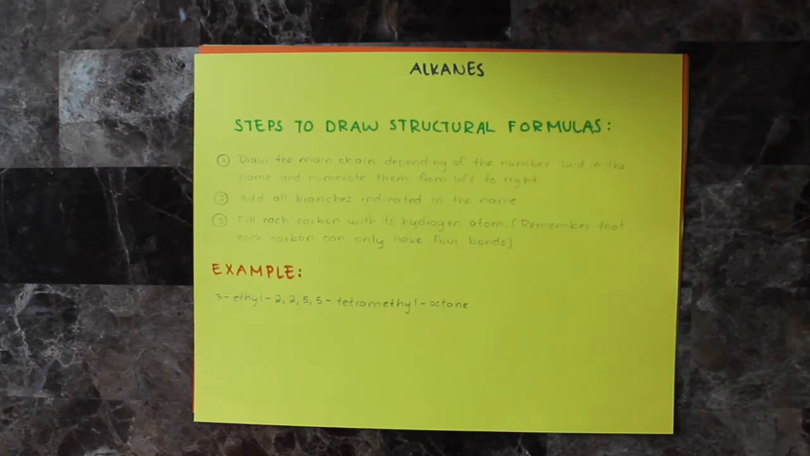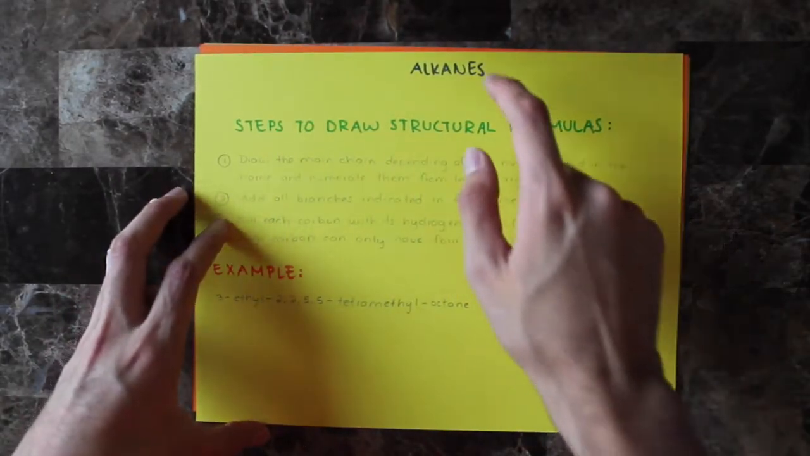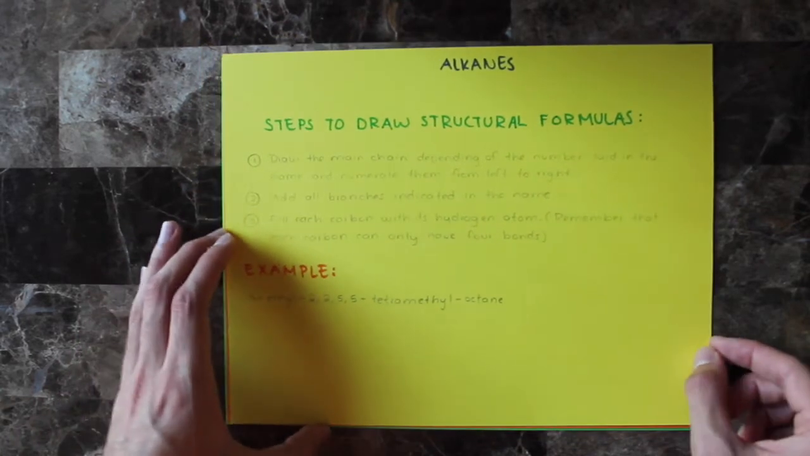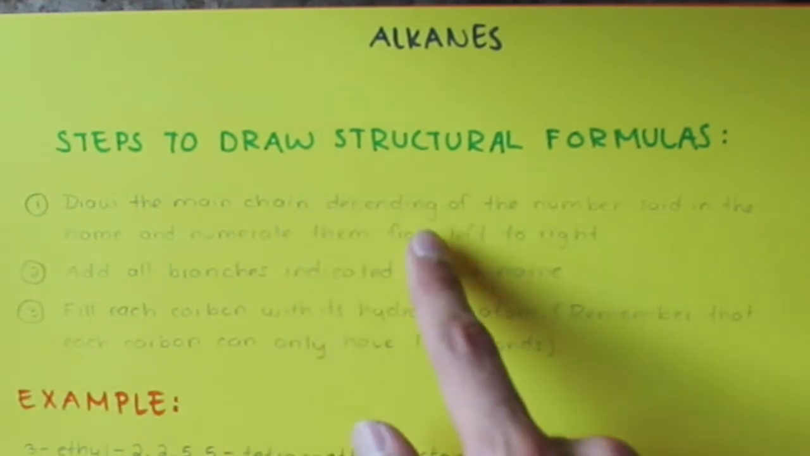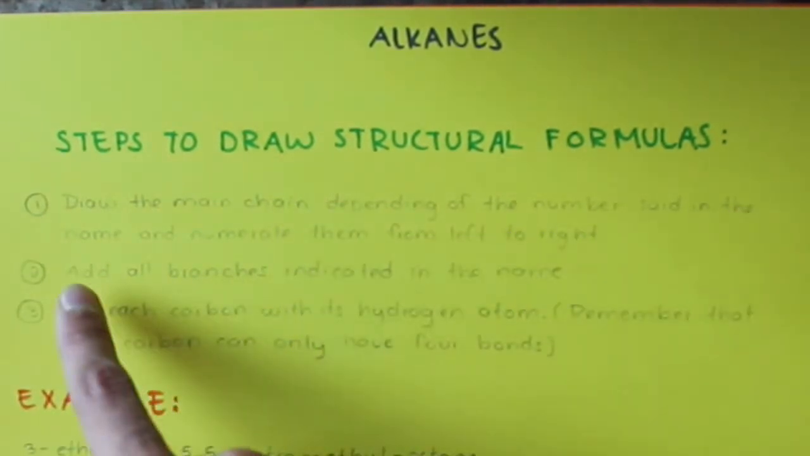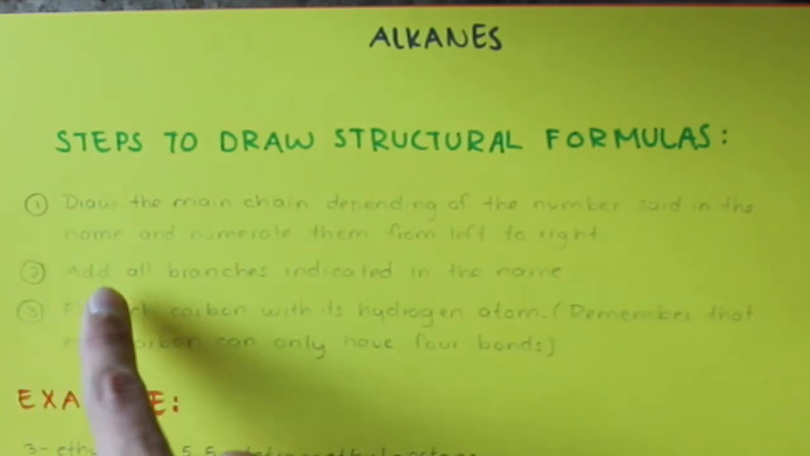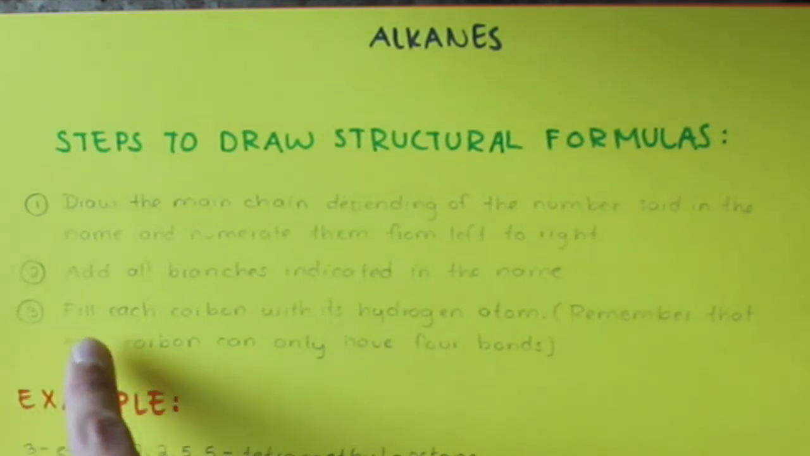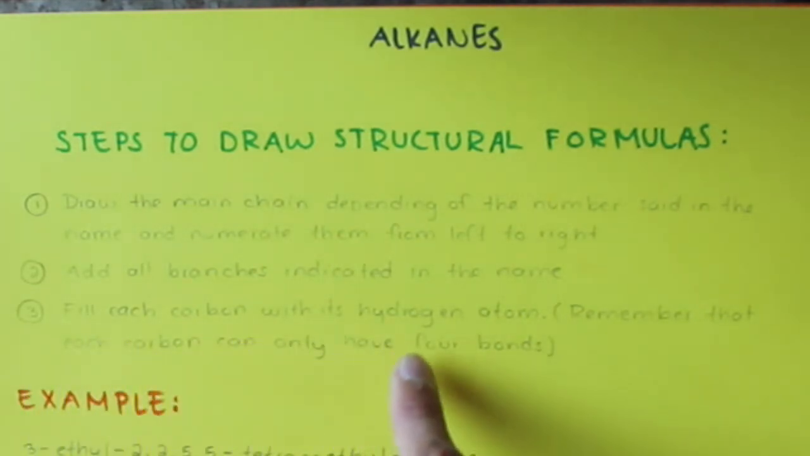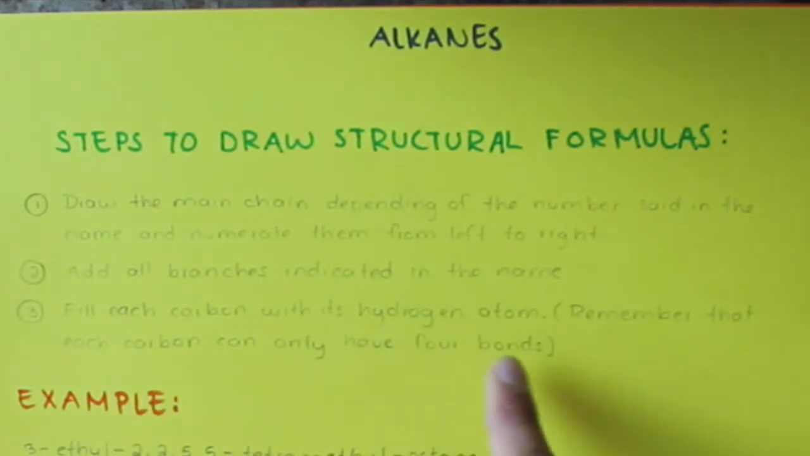Okay, now I will teach you what are the steps to draw structural formulas with alkanes. We see here step number 1. Draw the main chain depending on the number stated in the name and numerate them from left to right. Number 2. Add all branches indicated in the name. And number 3. Fill each carbon with its hydrogen atoms. Remember that each carbon can only have 4 bonds.